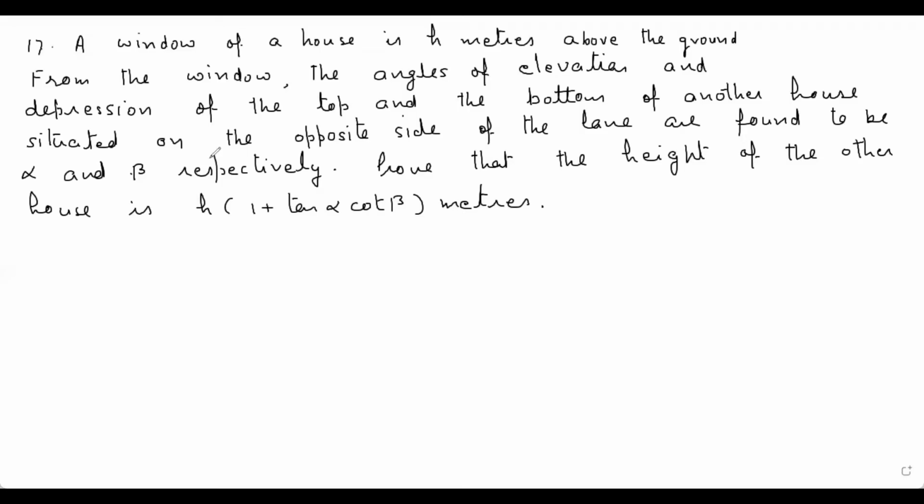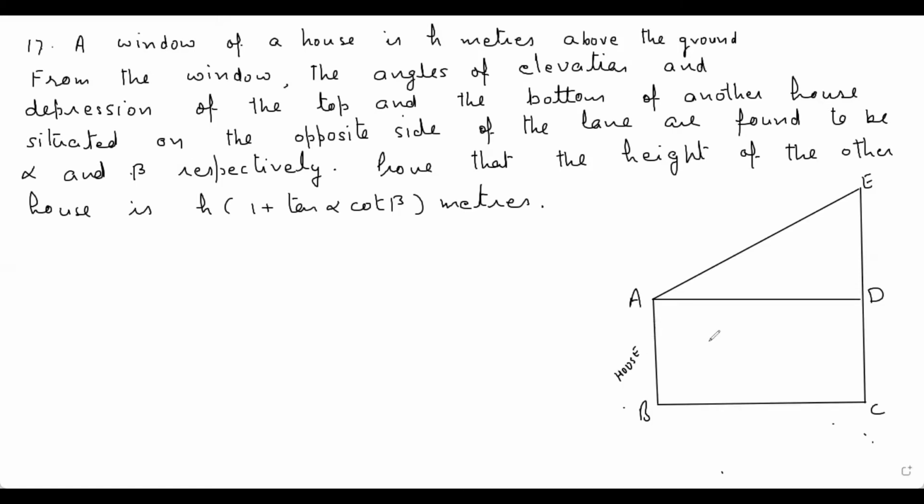Now the 17th question of exercise 8.4 is, a window of a house is h meters above the ground. From the window, the angles of elevation and depression of the top and the bottom of another house situated on the opposite side of the lane are found to be alpha and beta respectively. Prove that the height of the other house is h(1 + tan alpha cot beta) meters.